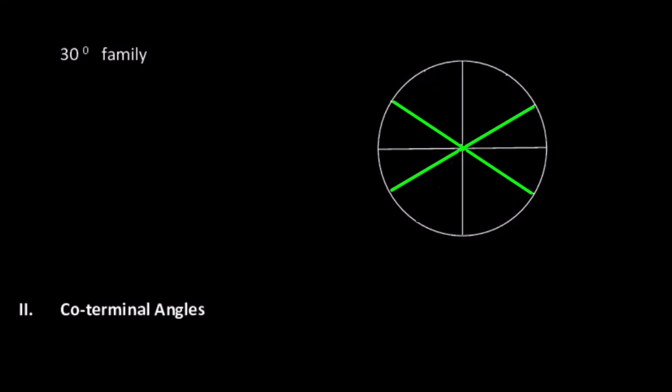Our last family we'll talk about, the 30-degree family. So I've got them highlighted here. This would be 30 degrees. This would be 180 minus 30 degrees, or 150. This one is 180 plus 30, or 210. 360 minus 30, 330.